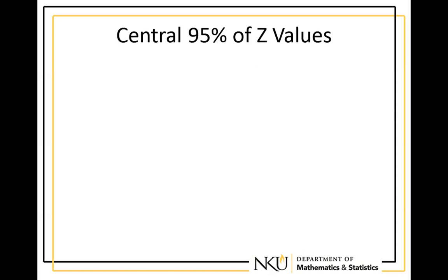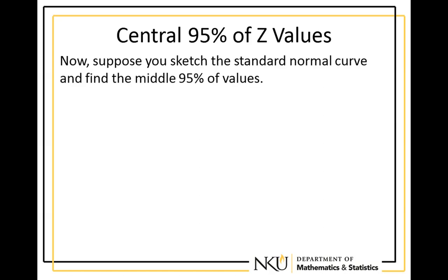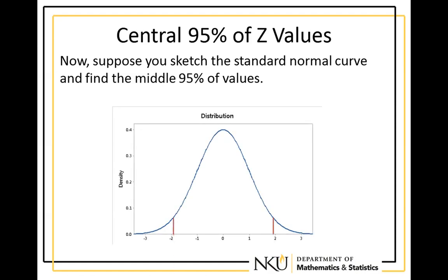Consider the central or middle 95% of z-values. So let's sketch the standard normal curve and find where that middle 95% of values is located. So here is our distribution with the symmetric mound-shaped curve with the mean of 0, and the middle 95% will fall somewhere between the two marks indicated.